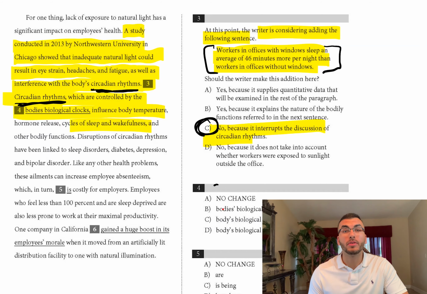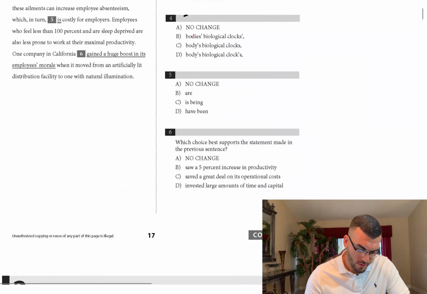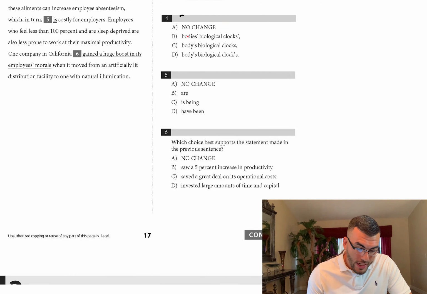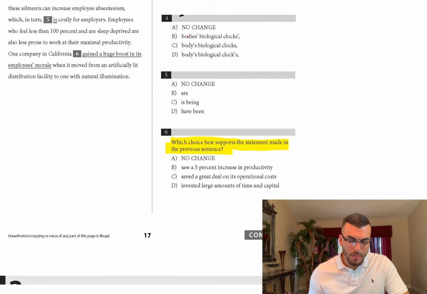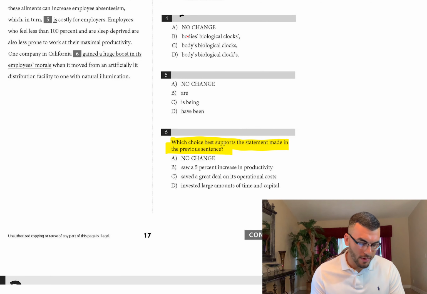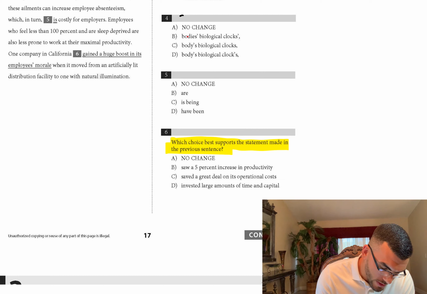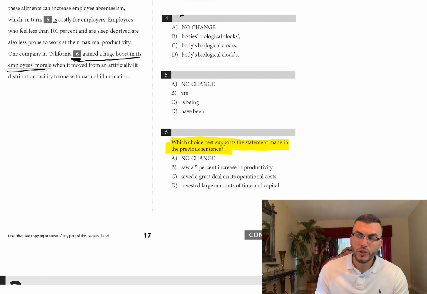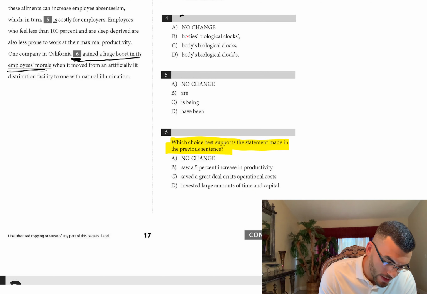Let's look at question number 6. Reading the question, which choice best supports the statement made in the previous sentence? So let's go to the previous sentence, understand it, and see what supports that. So question 6 is right here, and they want to know which of these choices would best support the previous sentence. So here's the previous sentence.